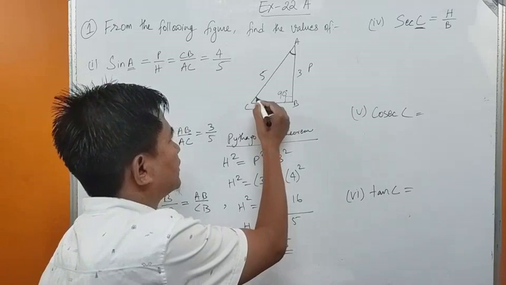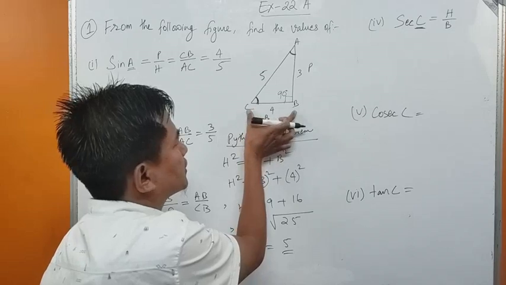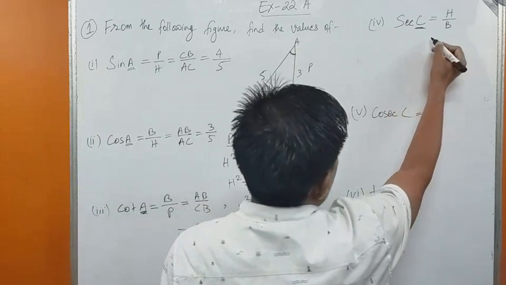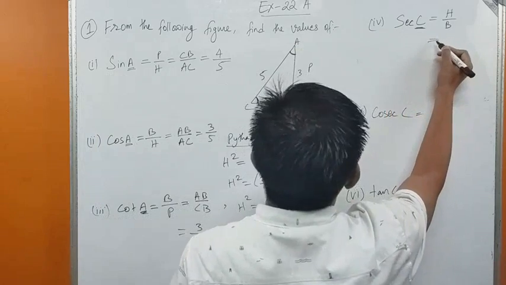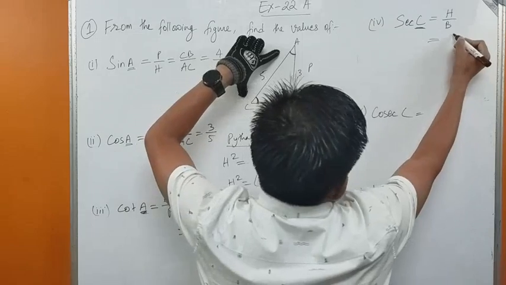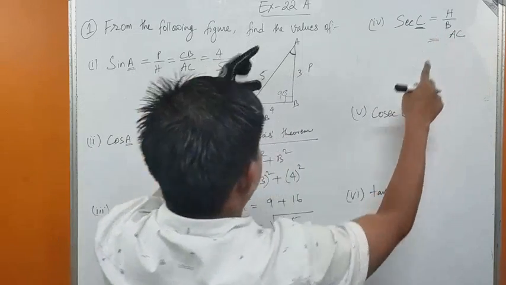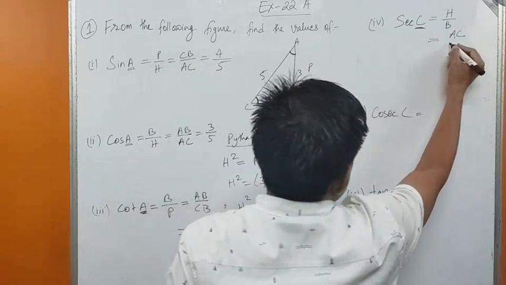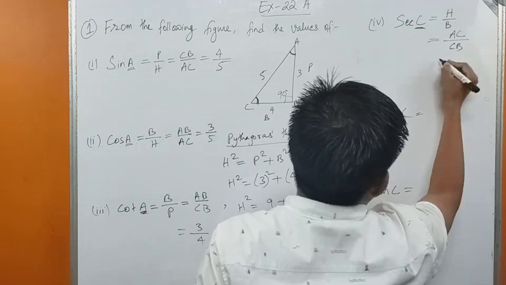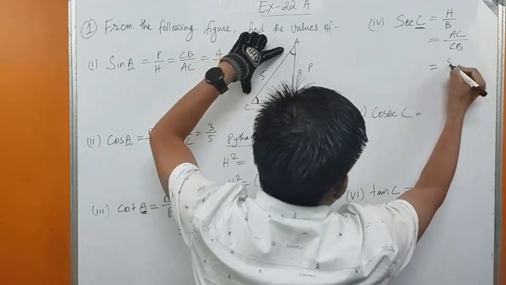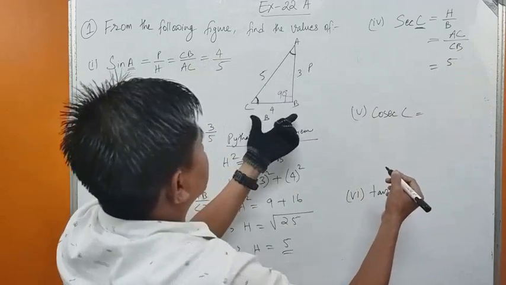Now we are talking about this angle. That means CB becomes base, AB becomes perpendicular. So what is hypotenuse? Hypotenuse is always the longest side, that is AC. AC is the hypotenuse. And what is base? Base is CB. So let us put the value of AC. AC is 5, isn't it? And CB is 4.